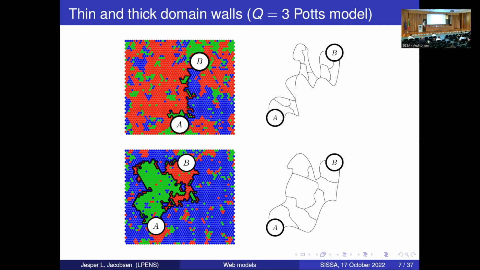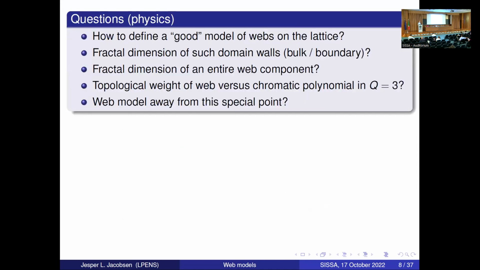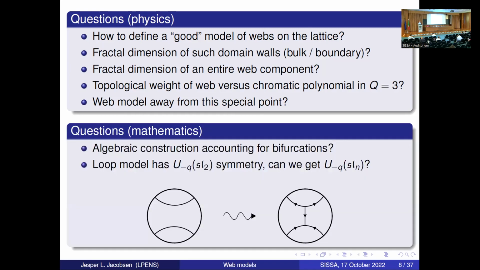And my original motivation for studying this kind of physics is to say something about thick and thin domain walls, and in particular their fractal dimensions. Okay, so the question is now, how do we define some good models of webs on a lattice? What are the fractal dimensions associated with it? And in mathematics, what is the right algebraic construction to account for bifurcations?